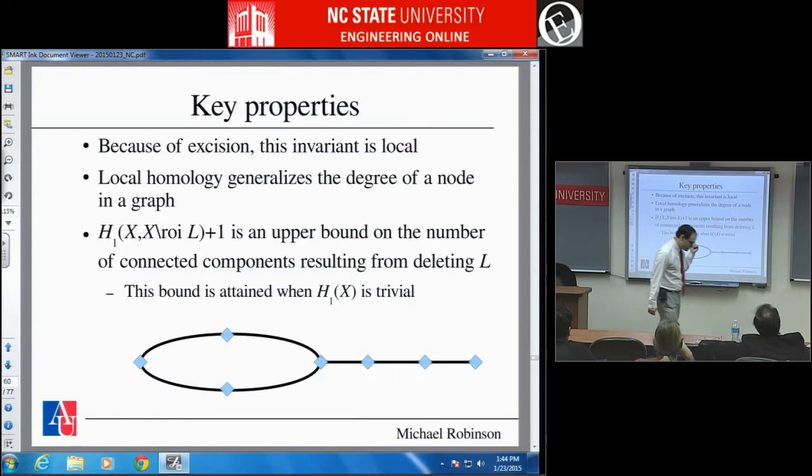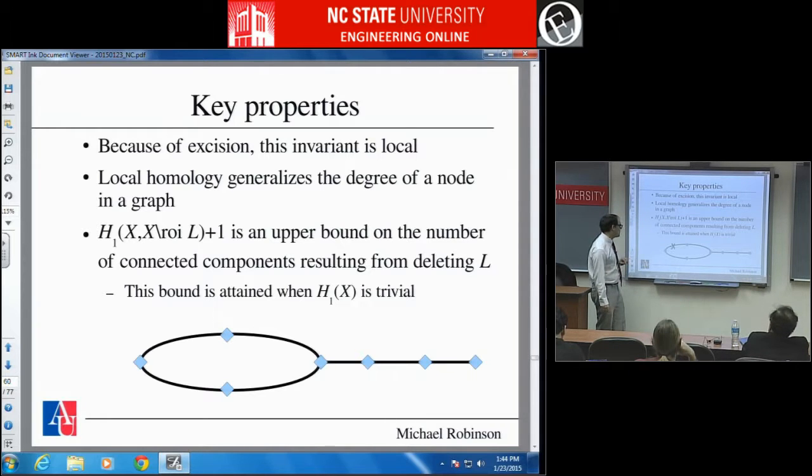Okay, so what does this do for you? Well, first of all, due to excision, this is a local invariant. The second thing is it generalizes degree. And the third thing is that it actually gives you an upper bound on the number of components the network gets chopped into when I interfere with that link. So it's an upper bound. It's not exactly a bound that's always met.